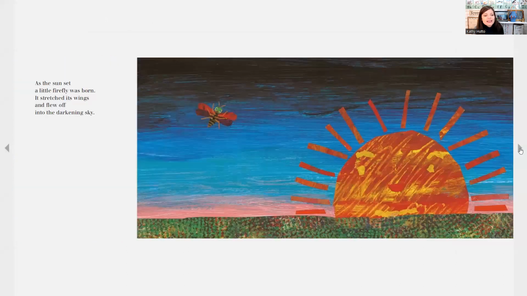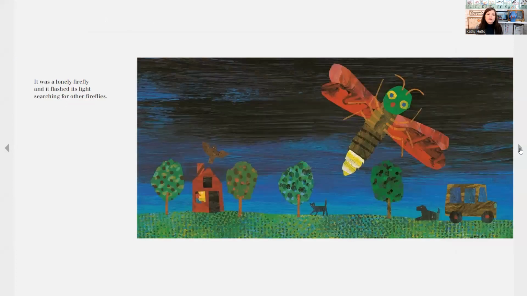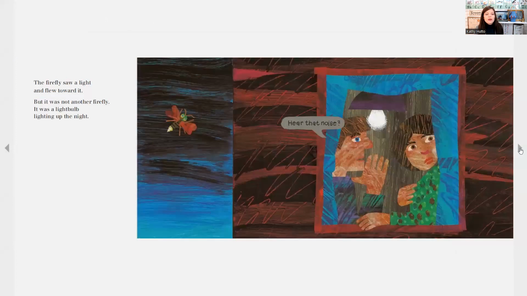As the sun set, a little firefly was born. It stretched its wings and flew off into the darkening sky. It was a lonely firefly, and it flashed its light, searching for other fireflies. The firefly saw a light and flew toward it, but it was not another firefly. It was a light bulb lighting up the night.